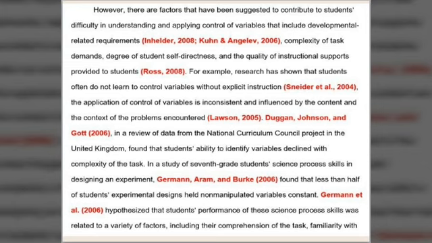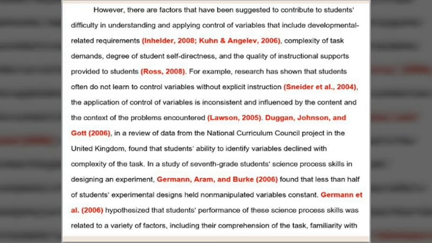The ability of control of variables is inconsistent and influenced by the content and the context of the problems encountered. In a review of data from the National Curriculum Council project in the United Kingdom, it was found that students' ability to identify variables declined with complexity of task. In a study of 7th grade students' science process skills in designing an experiment, it was found that less than half of the students' experimental designs held non-manipulated variables constant.